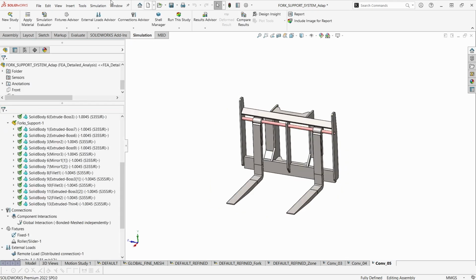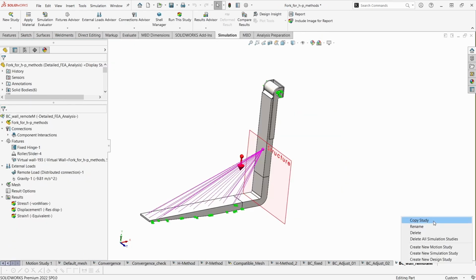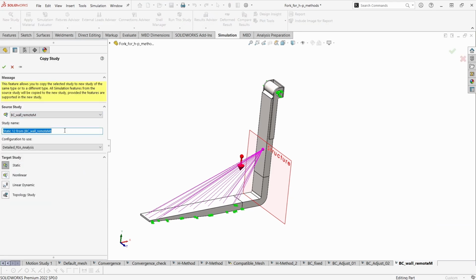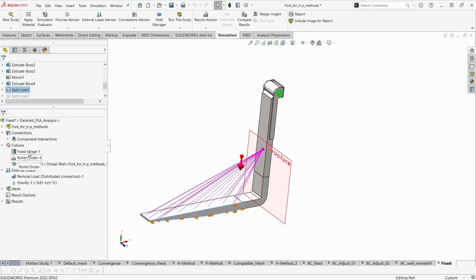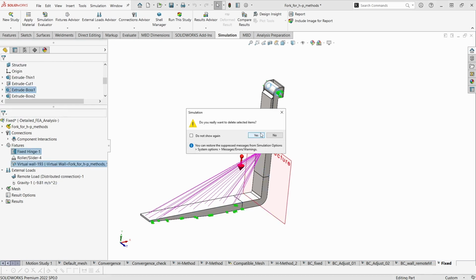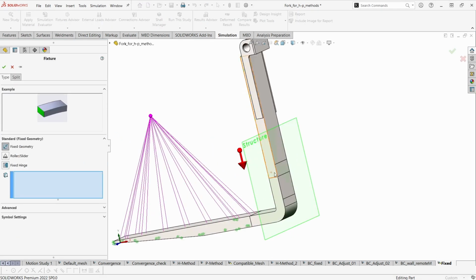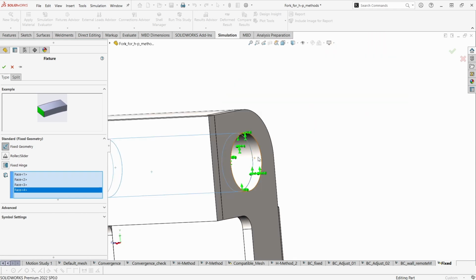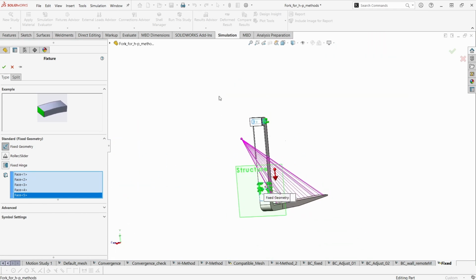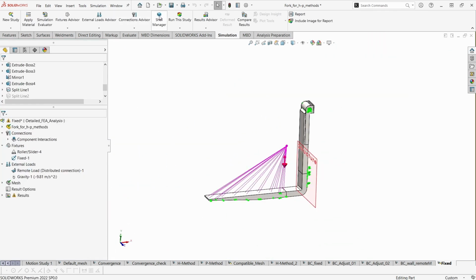If I move to the fork model, I will copy the previous simulation we prepared. I will give it the name of fixed. Again, I will accept, and here basically I'm going to remove the boundary conditions that we know now we validated, and I will define again this fixed restriction to be comparable with the complete structure. So I will accept, and now I will run.